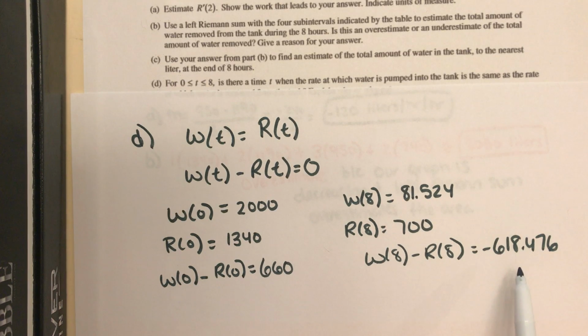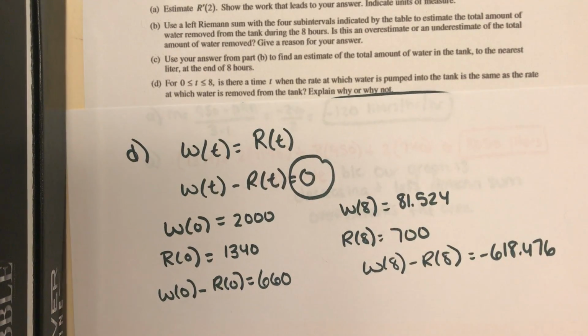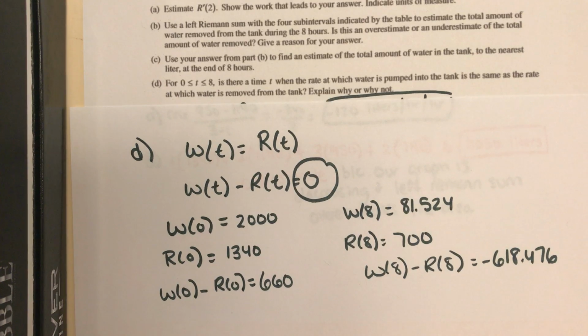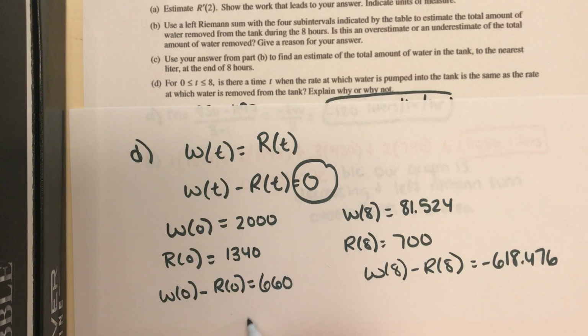618.476. So as long as these are continuous and differentiable functions, because my rates go from 660 to negative 618.476, I would have to have a value where they're equal to 0. And that's pretty much the only way we can do it because we don't know the formula for R of t. So that's the issue that we have. But if we can do the endpoints and prove that there's a zero in between these two endpoints, then I just proved that you would have to have a time when the rate at which the water is pumped into the tank is the same as the rate at which the water is removed from the tank. So we would say yes.